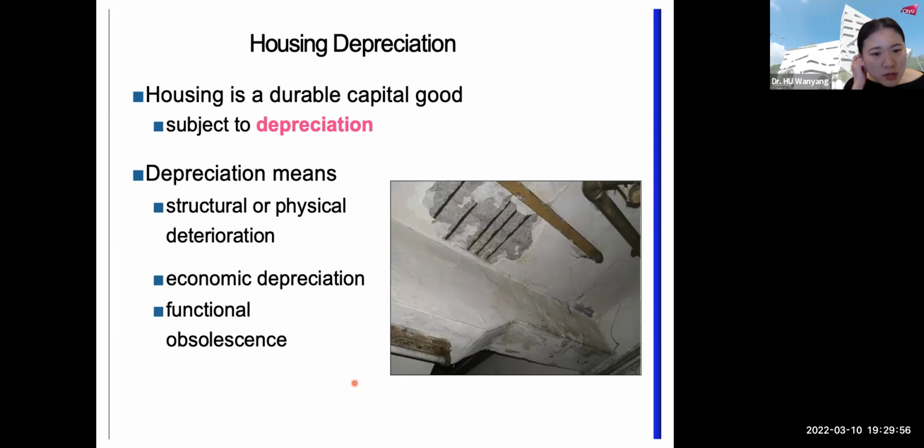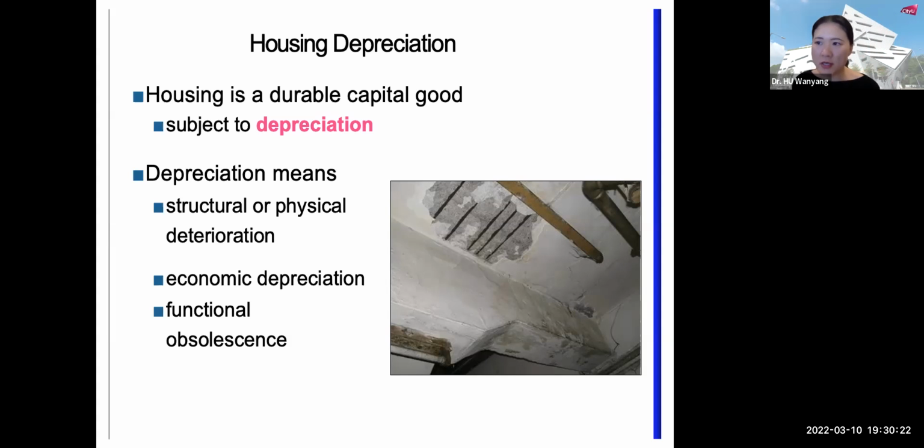Housing is a capital good. It's a special capital good, and it's very durable, but it will depreciate for sure, because as housing ages, it gets old as well, right? For example, if a housing unit is, let's say, 50 years old, then both the structure of the housing and other physical conditions of the housing will deteriorate.